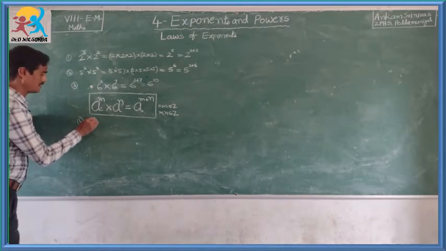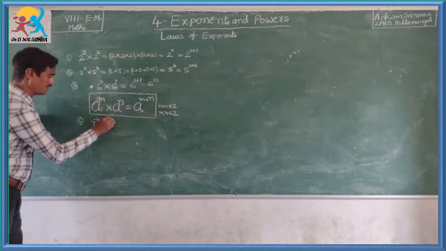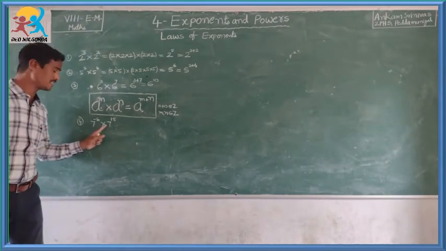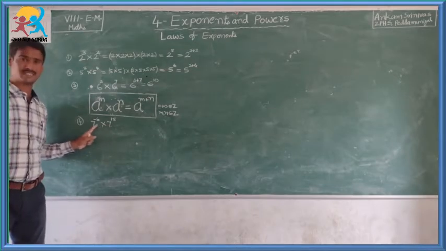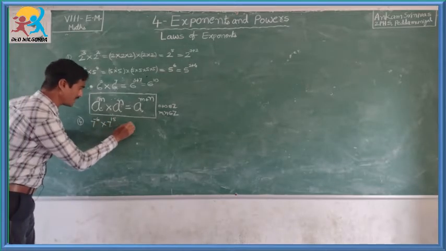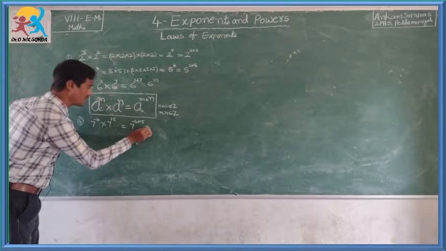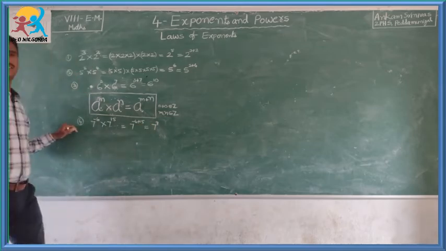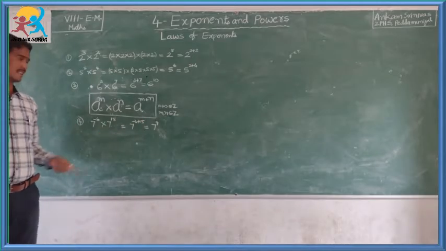Suppose I am going to take another question here. 7 power minus 6 into 7 power 15. So we know that in the multiplication of two powers with the same bases, we should add the exponents. What is the answer for this? A power minus 6 plus 15. 15 minus 6, how much? 9. So a power 9. So my dear children, using this formula, you can simplify the exponents very easily.